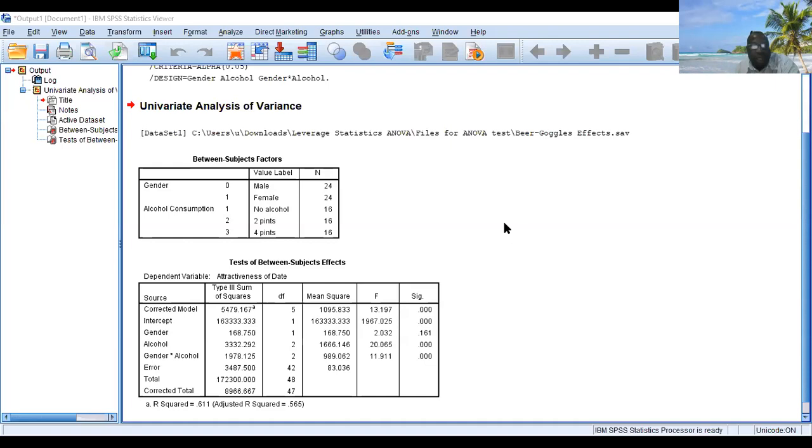Look at the sum of square, the mean square rather. These are the variances. Look at the one we calculated for gender, same value, not significant. This is the value we got for the main effect of alcohol, significant. This is the interaction effect, significant. Does it make sense? Any question?